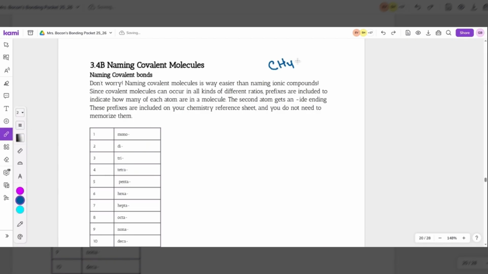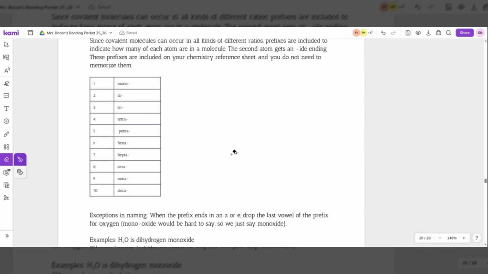We have to be really specific and include a prefix. So I would have to say there's 2 carbons and 8 hydrogens in this compound. So I could say dicarbon octahydride. Or I would say monocarbon tetrahydride. So I have to be more specific, and that makes it easier to translate both directions. So now I'll erase this. We can use these prefixes to tell the person how many of each atom I have in this molecule.